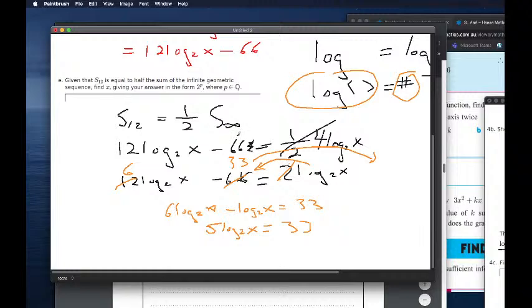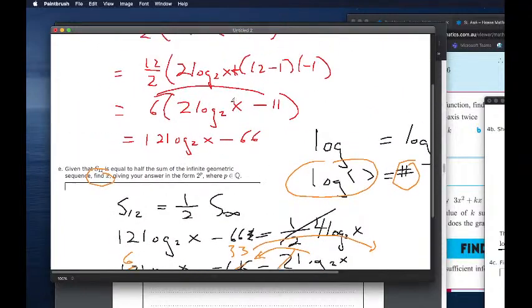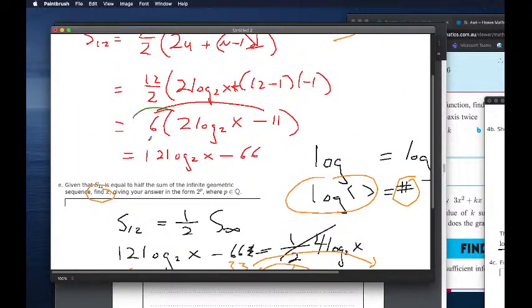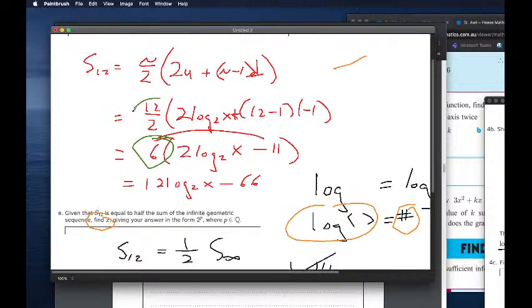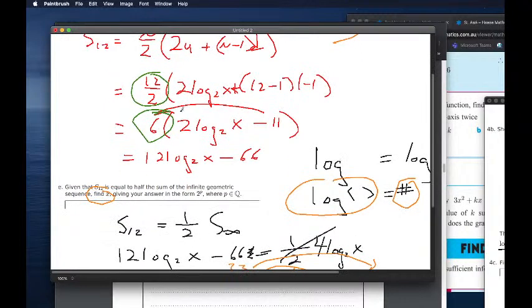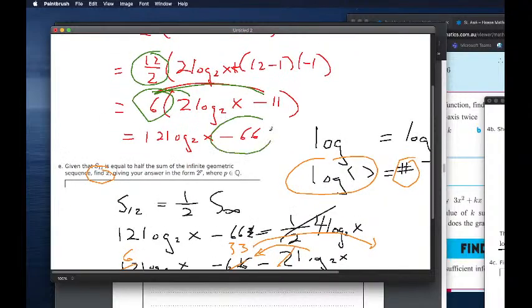Now I have to solve for x. Remember what they ask, they say find x, so you have to solve for x. You have to have a goal with your logs. So I have to somehow rip out this x. 66 came from back here. I had a 6 there from the 12 divided by 2. And then when I FOILed it in, I had 6 times 2 and 6 times -11, -66.